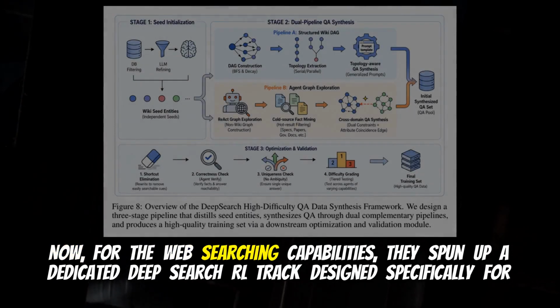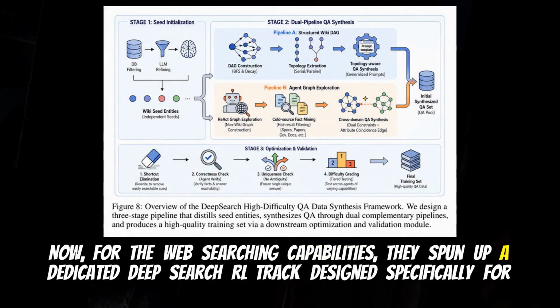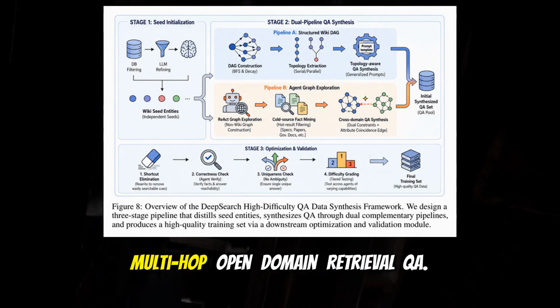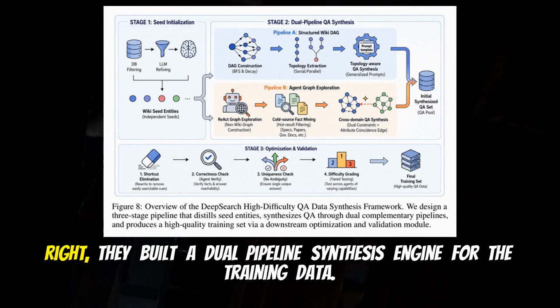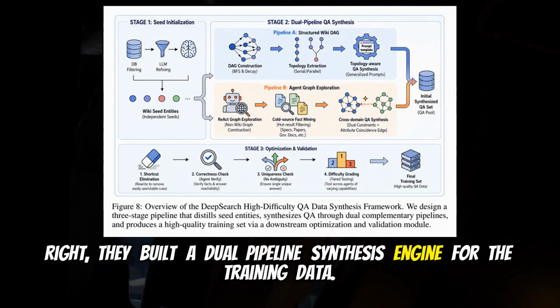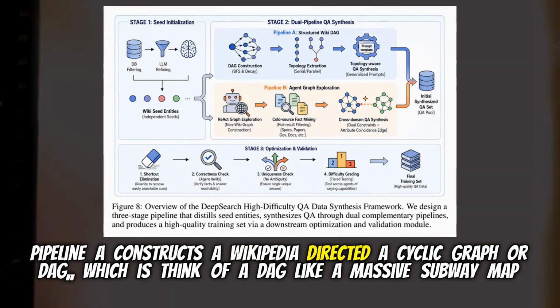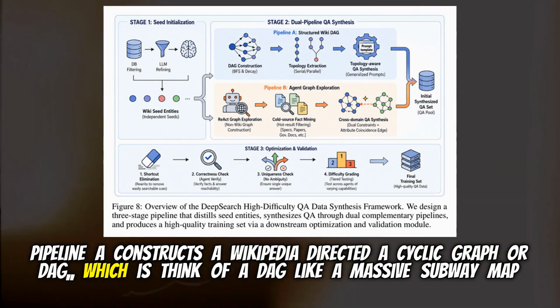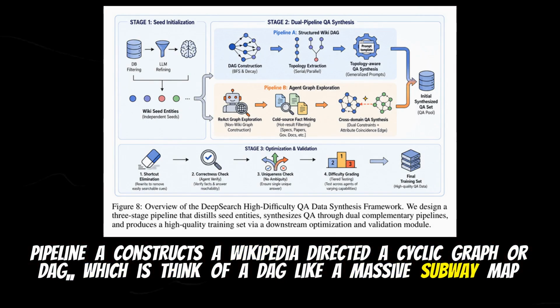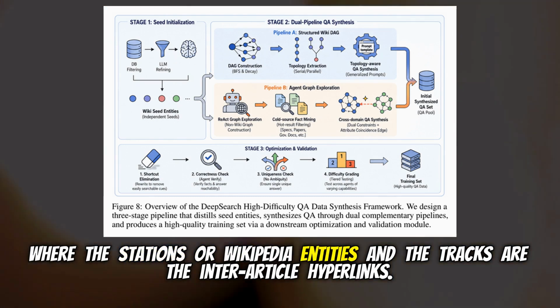Now, for the web searching capabilities, they spun up a dedicated deep search RL track designed specifically for multi-hop open domain retrieval QA. Right, they built a dual pipeline synthesis engine for the training data. Pipeline A constructs a Wikipedia directed acyclic graph, or DAG. Which is, think of a DAG like a massive subway map where the stations are Wikipedia entities and the tracks are the intra-article hyperlinks. Right.